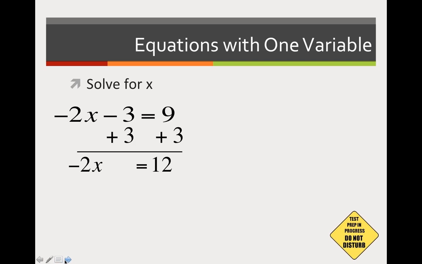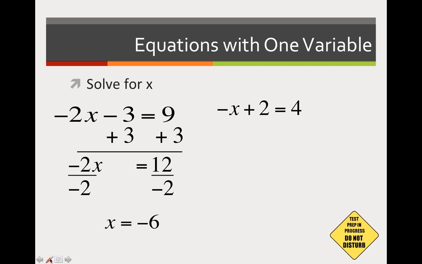Okay, so we're going to add 3 to both sides. And then finally, we'll divide both sides by -2. Now, it's important to remember that whatever we do to one side, we have to do to the other side in order to keep the scale balanced. And that will give us x equals -6. Of course, we can go back and verify that. -2 times -6 is positive 12. And 12 minus 3 is 9.